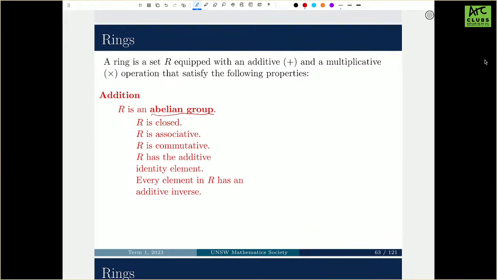So I mean, you should remember abelian group stuff from maybe earlier, but okay, R is closed, addition is associative and commutative. We've got the additive identity. We'll just denote this as 0. Okay, and then every element in R has an additive inverse. We usually denote that with a negative sign in front of it, like negative r, if r is the element.